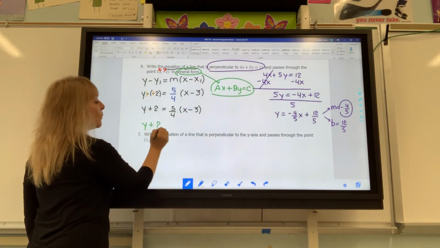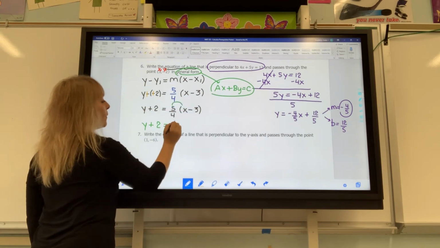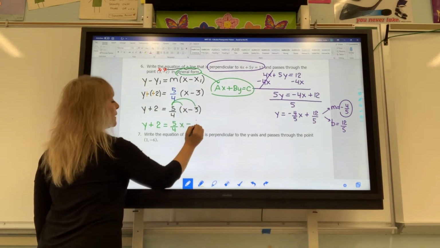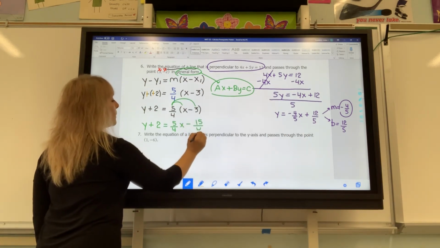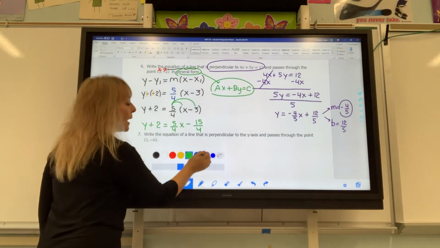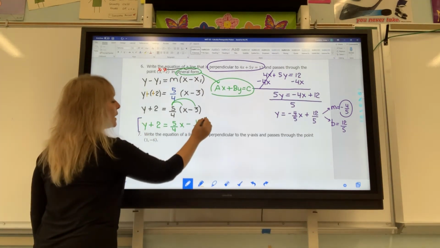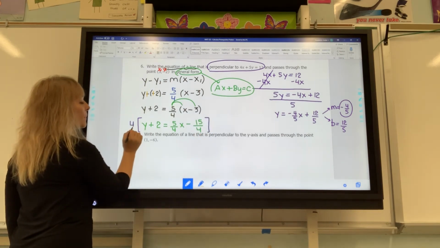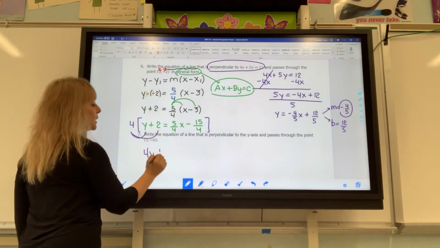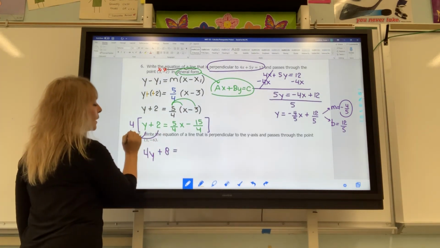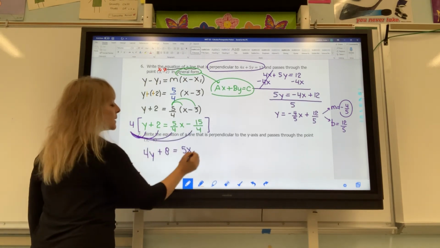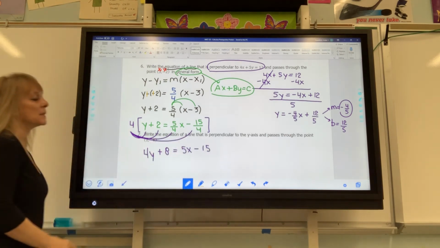So it's y plus 2, and when you multiply, you get 5/4 x. But when you multiply, you get negative 15/4. First and foremost, you're not allowed to have any fractions. So I'm actually going to multiply this entire equation by the number 4. 4 times y is 4y. 4 times 2 is positive 8. 4 times 5/4 is 5x. And 4 times negative 15/4 is negative 15.